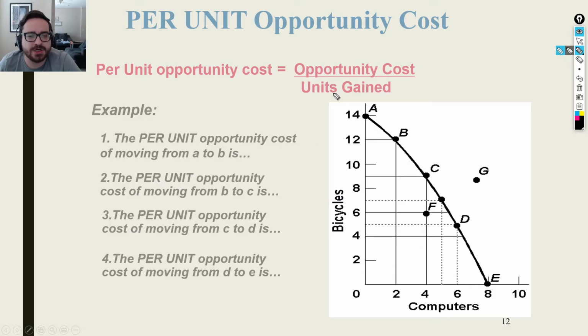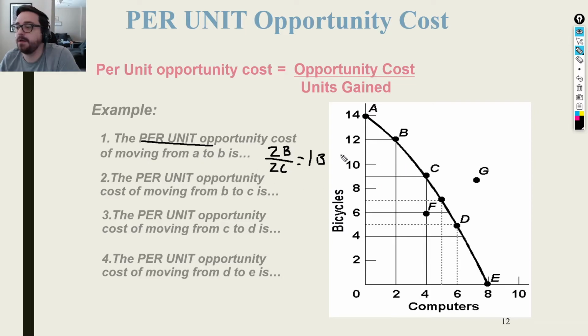If it's opportunity cost over the gain, and I'm going from point A to point B, my opportunity cost, we've already done it, was 2 bikes. The gain is 2 computers. 2 over 2 is 1. And the unit you use here is bikes. You will carry the unit from your opportunity cost. So whatever is up here, the units carry here, because the way you're phrasing it is per unit going from A to B, I'm giving up 1 bike. Because you are giving up bikes, so you want to be framing it like that. It's 1 bike per unit of computers.